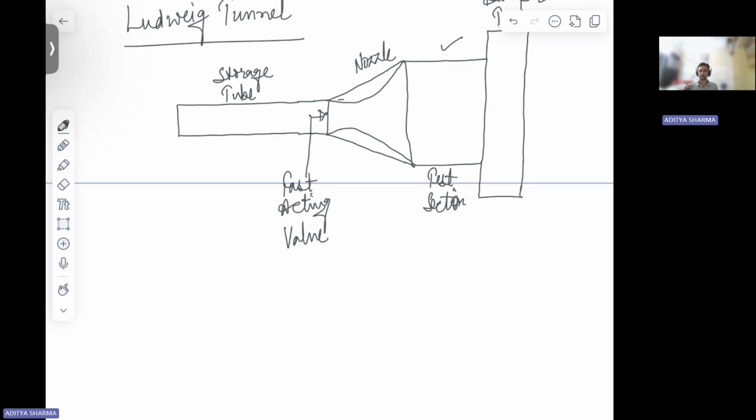You basically are using a fast acting valve, right? So you'll have this pressurized tube, and then you'll have this fast acting valve which will open. Okay, this is going to give a shock. So with this shock moving in downstream direction, in upstream direction, in this direction, you'll have expansion wave, right?